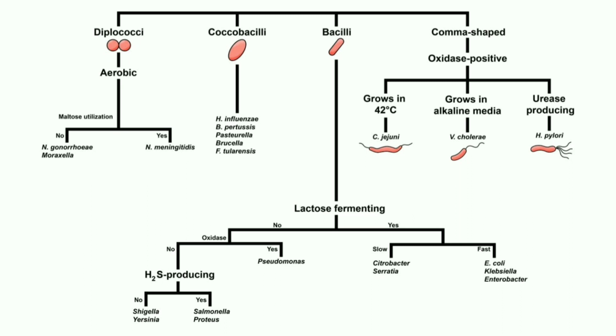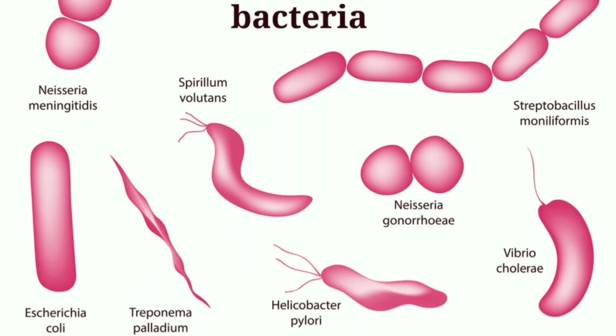First is the diplococci. A diplococci is usually an aerobic bacteria. A cocci bacilli is also found. A bacilli is a lactose fermenting bacteria. Then the comma-shaped. These are oxidase positive bacteria, and they can be classified into three types, that is, one which grows at 42 degrees Celsius, another which grows in alkaline medium, and the next category is the bacteria that can produce urease. This diagram shows the different shapes in which gram-negative bacteria are found.